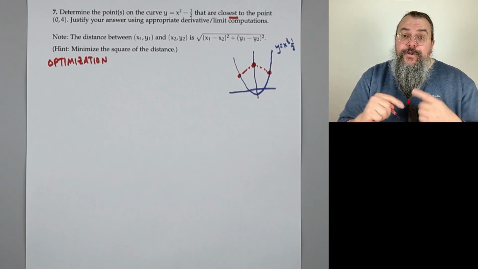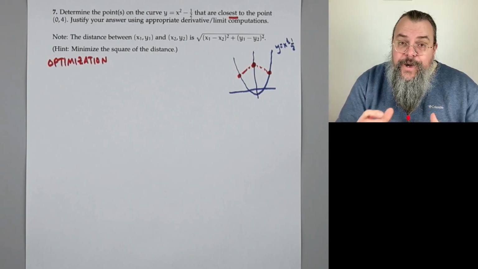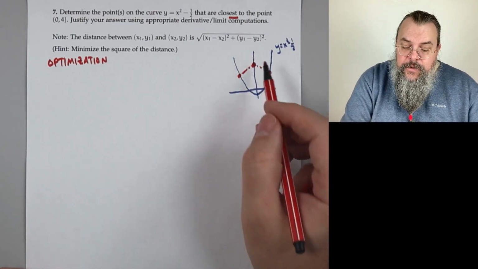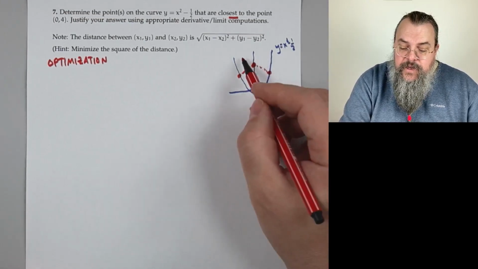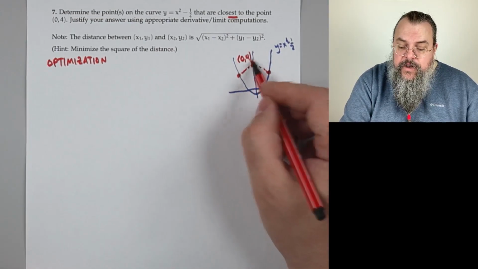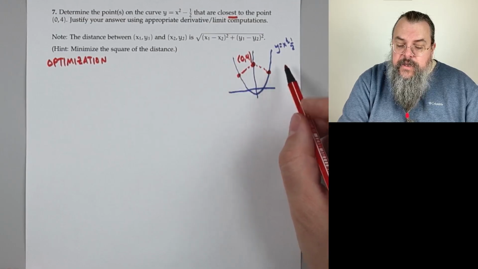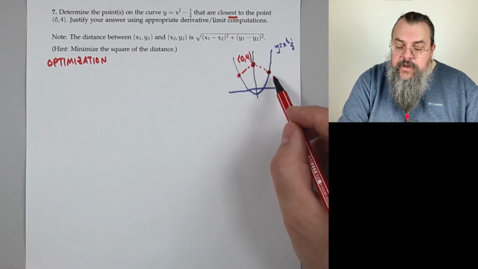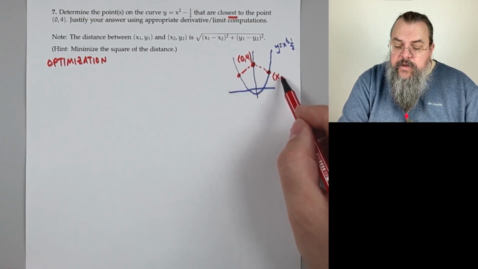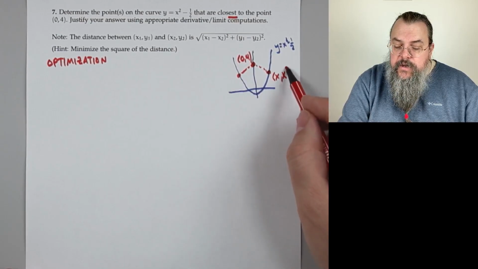Now, the question, what are our points? Well, one point is obviously this 0, 4. The other point is on the curve, and that we can write as x, x squared minus a half.